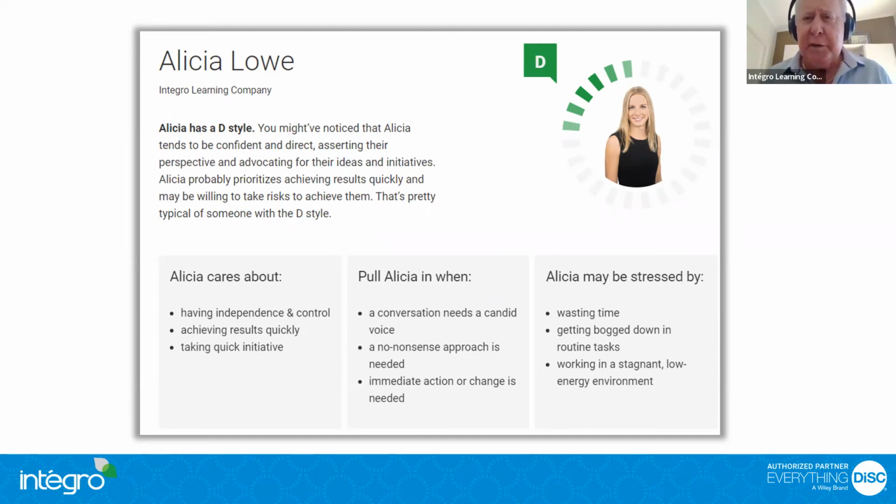Wouldn't you want other people to know this positive stuff? And of course, don't do these things. Don't waste the time. Don't get bogged down in routine, etc., because that might stress her a bit. So very valuable information. And of course, it goes on to provide 8 continua, which shows where Alicia and I both sit, and where we're similar and different, and a whole lot of information as to how I can use that for us to work together more effectively.